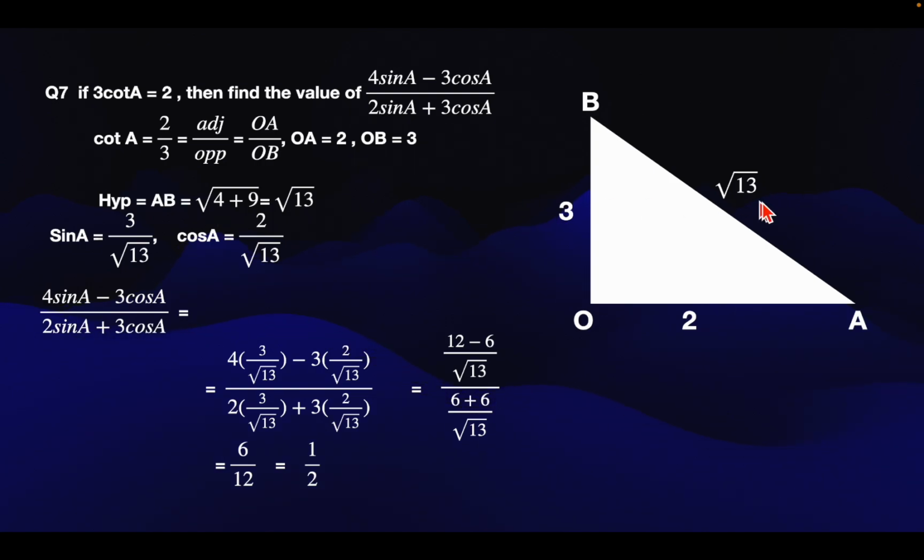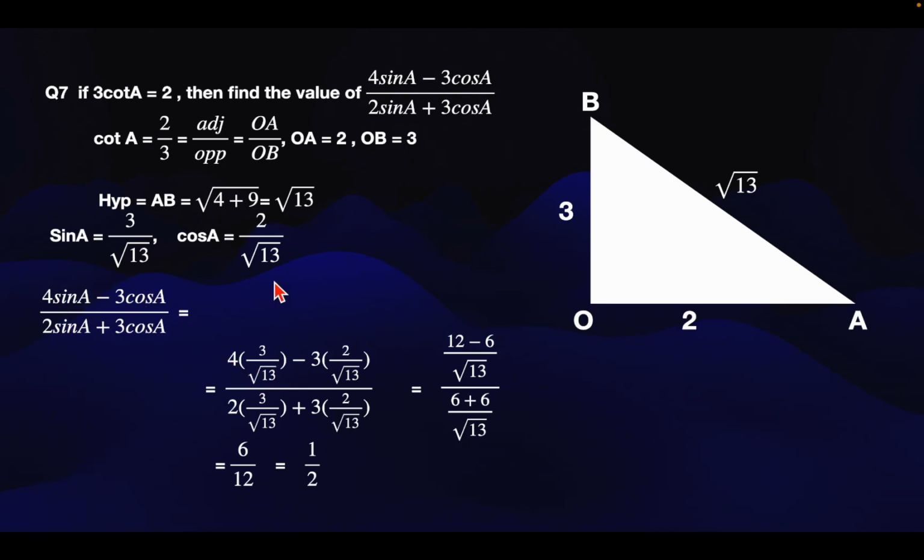So here it is. Now let's write down. We want cos A as well as sin A. Okay, so first find out sin A. Opposite upon hypotenuse. So 3 upon root 13. Cos A is adjacent upon hypotenuse. 2 upon root 13. Okay, now substitute these values in this expression.